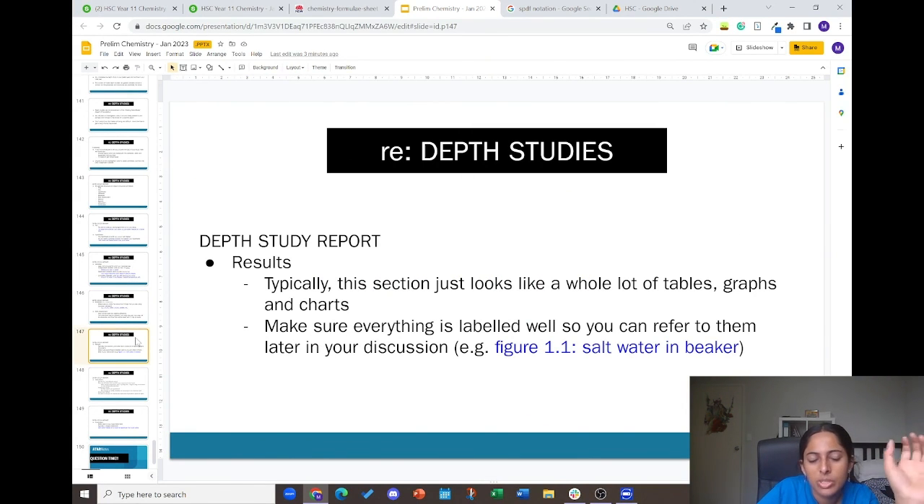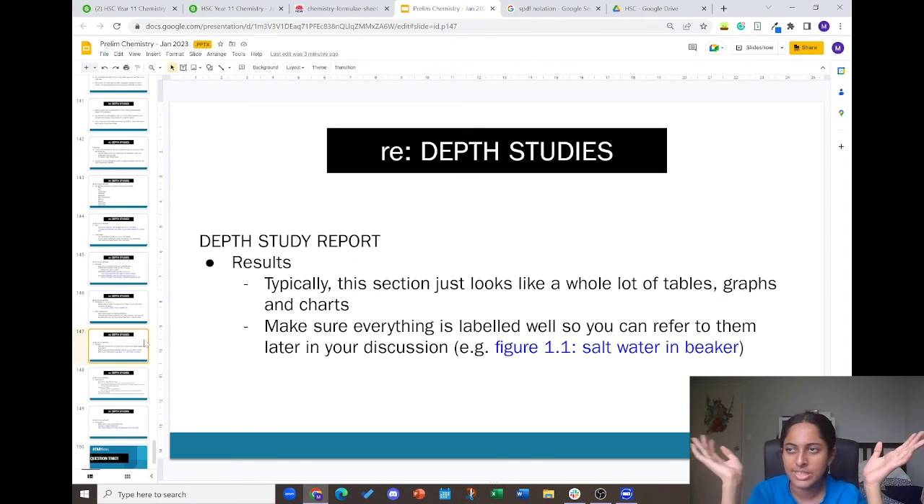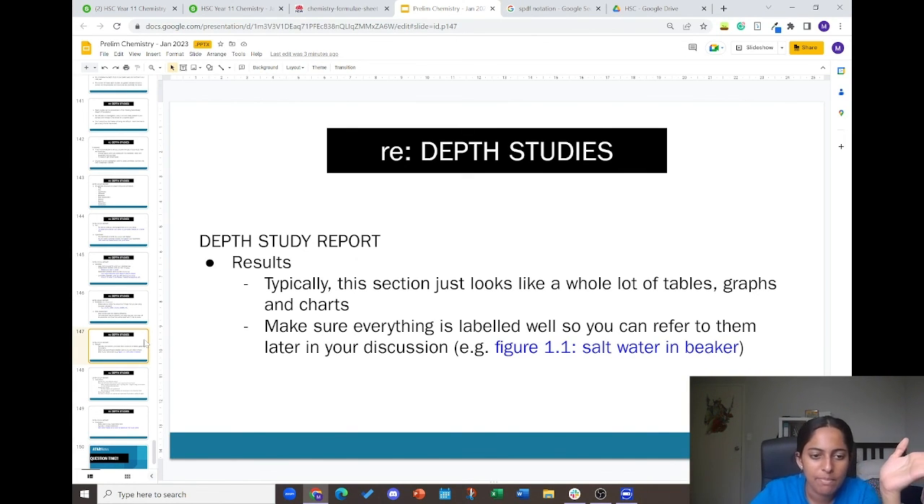And you also need to be doing results and discussion. So for results, it's typically just graphing it, tabulating it, using charts, whatever you want to do. Make sure everything is labeled with a figure label. So for example, Figure 1, maybe a line graph showing different boiling points, something like that. So that it's easy to refer to in your discussion.